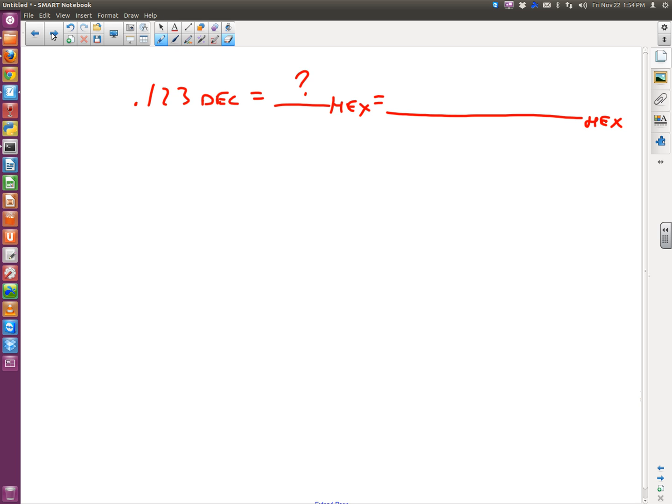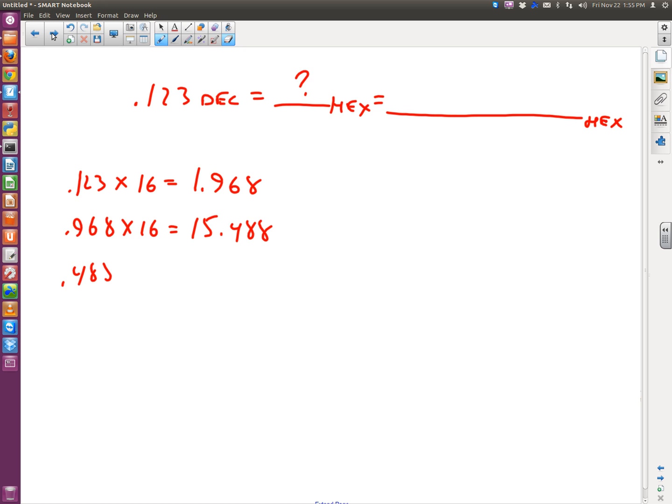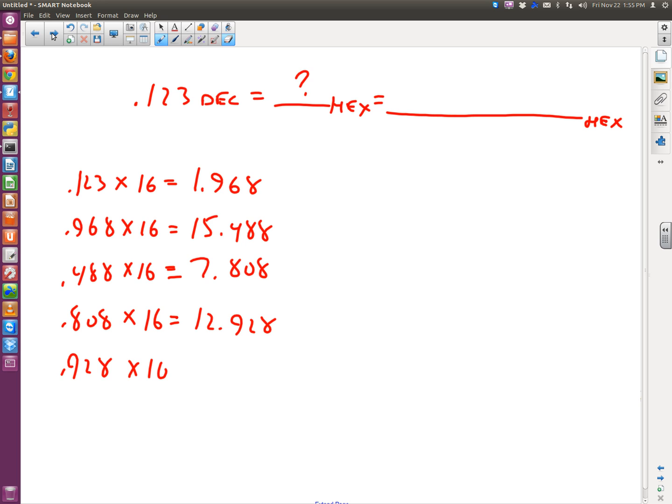If you take 0.123 times 16, you get 1.968. So the 1 is a digit in the answer, but the .968 tells me to not stop. Take the .968, multiply by 16, and you get 15.488. Leave the 15 behind and do 0.488 times 16, and you get 7.808. Okay, 7's a digit, 15's a digit, in other words, F. Leave the 7 behind. 0.808 times 16 is 12.928. Leave the 12 behind.